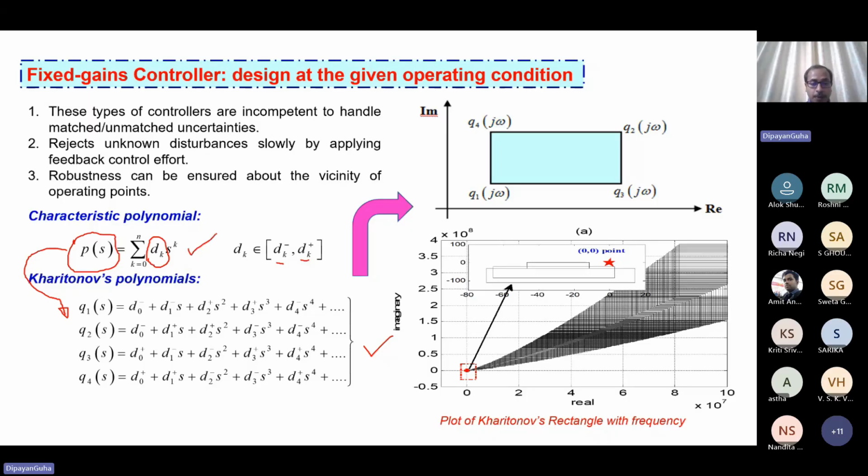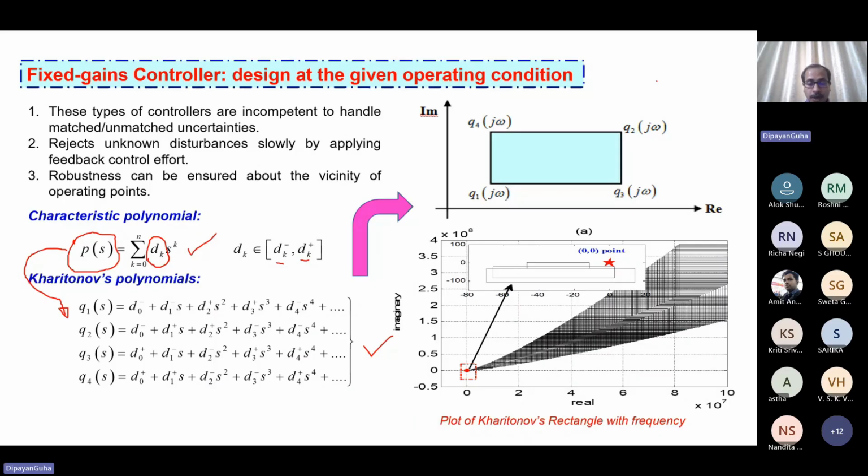Now, what do these four polynomials signify in the complex frequency plane? These four polynomials are nothing but the four vertices of these rectangles. So if I compute these Q1, Q2, Q3, Q4 for a given frequency, then they are basically represented by these four vertices of this rectangle, what is very famously known as the Kharitonov rectangle.